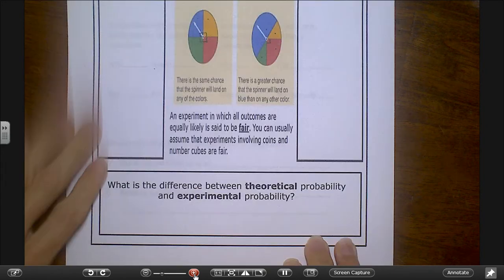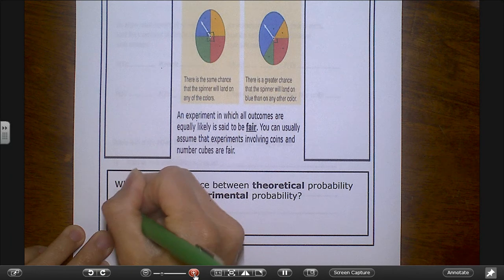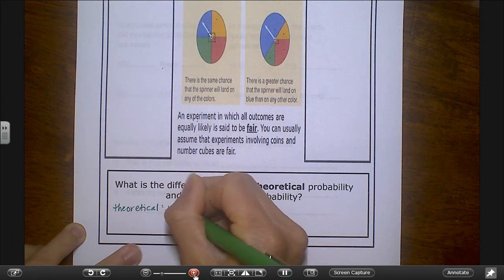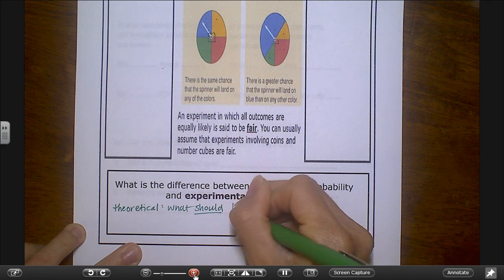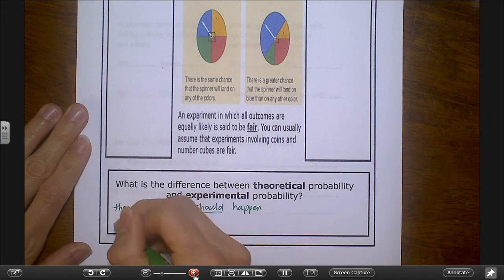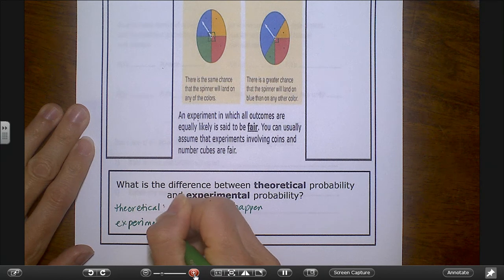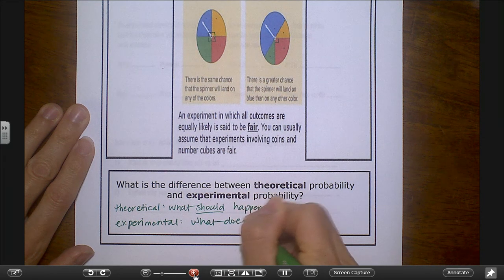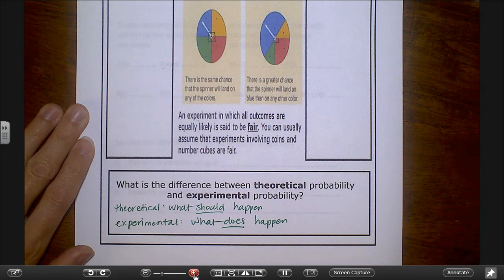So what's the difference between theoretical and experimental? Well, we talked about this yesterday. Theoretical is what should happen. So in a perfect world, here's the math of it, right? Experimental probability is what does happen when you do your experiment, right?